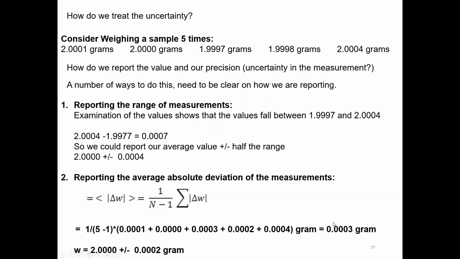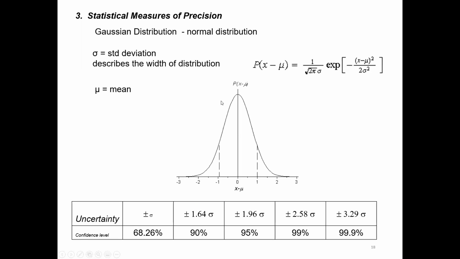The absolute deviation will be 0.0003 gram. And we can report this as 2.000 plus minus, this is a typo here. It should be 0.0003 gram.